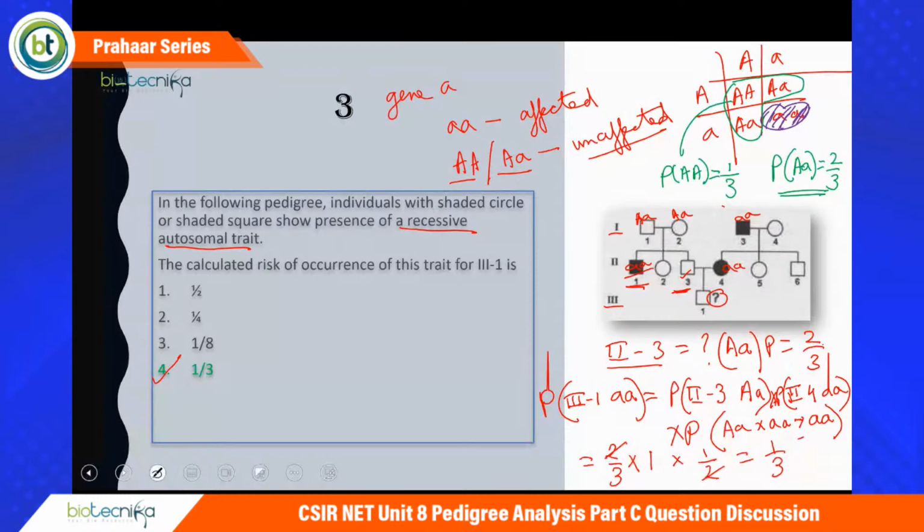And if 2 heterozygotes are meeting and then they have a normal progeny, the chance of the progeny to be homozygous dominant in case of an autosomal recessive trait will be 1/3, and the chance of the progeny to be heterozygote will be 2/3.